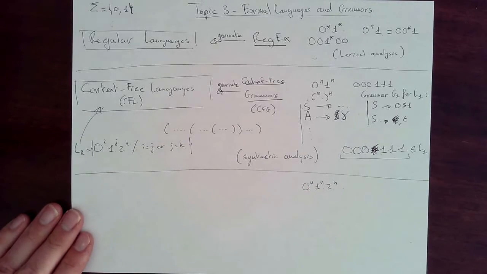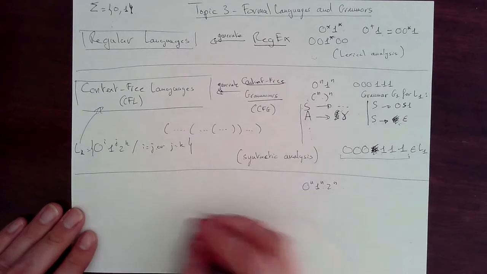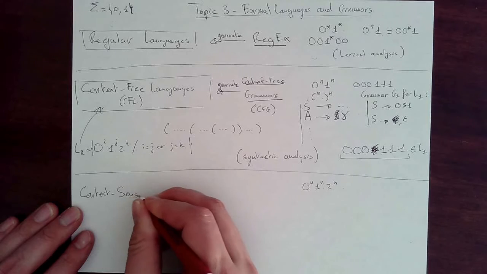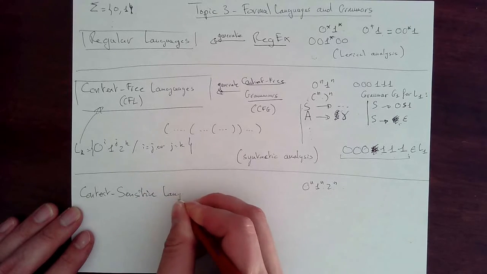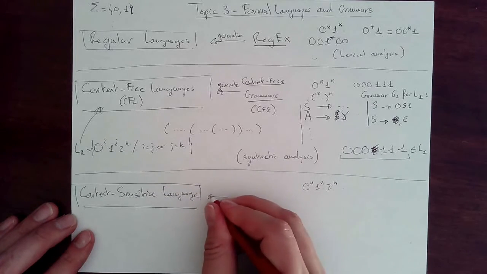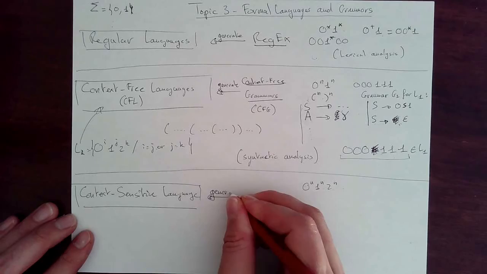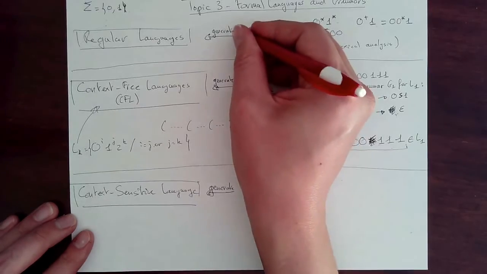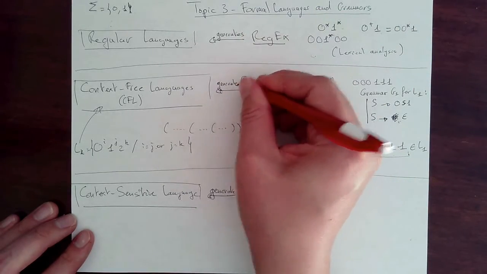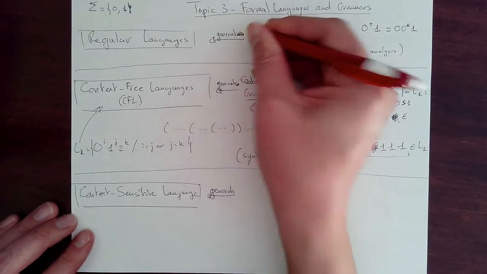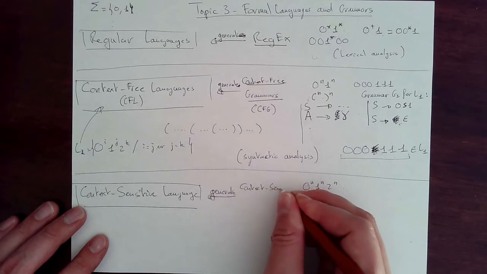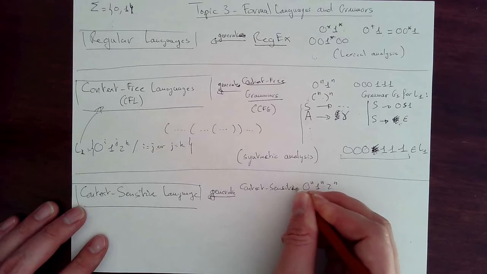So this one is actually a context-sensitive language. And with no surprise, a context-sensitive language is generated. Oh, it's actually a plural, so I don't need the S here. It's generated by context-sensitive grammars.